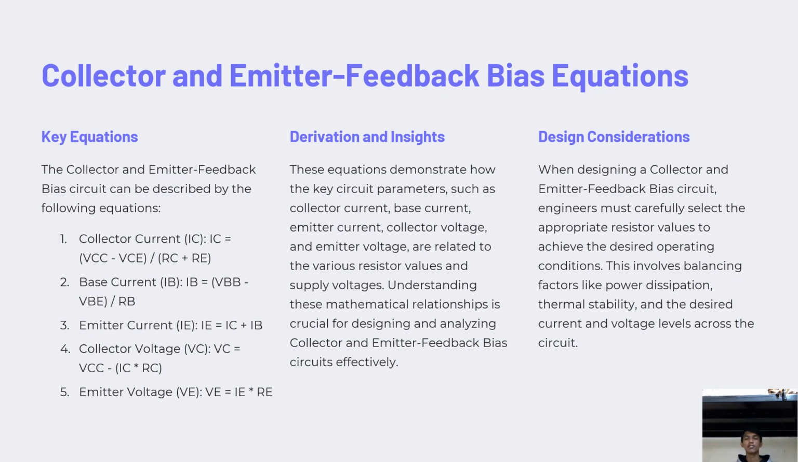Design consideration. When designing a collector and emitter feedback bias circuit, engineers must carefully select the appropriate resistor values to achieve the desired operating condition. This involves balancing factors like power dissipation, thermal stability, and the desired current and voltage level across the circuit.